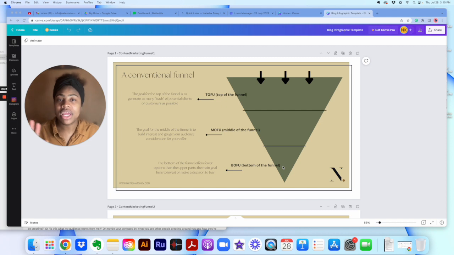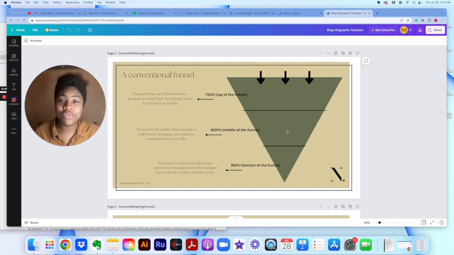It's to market and sell the product or service to the potential client and customer. And really the goal here is to get people to buy. The bottom line: to buy, invest in the service, invest in the product. That is what a traditional or conventional marketing funnel looks like.